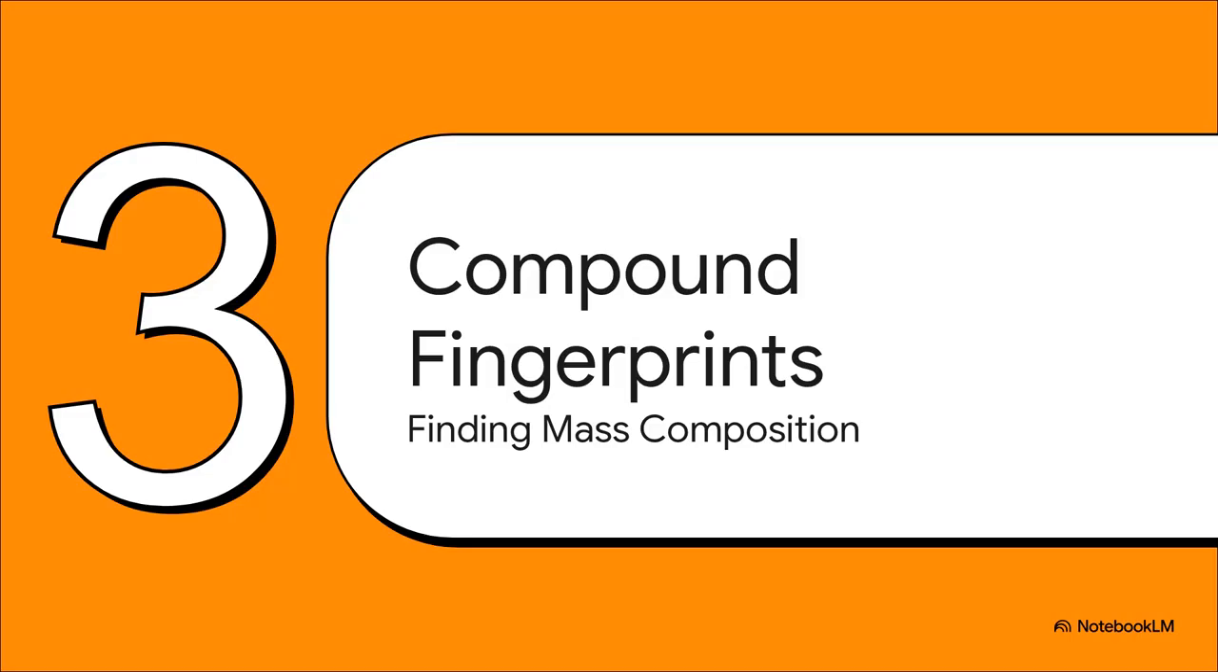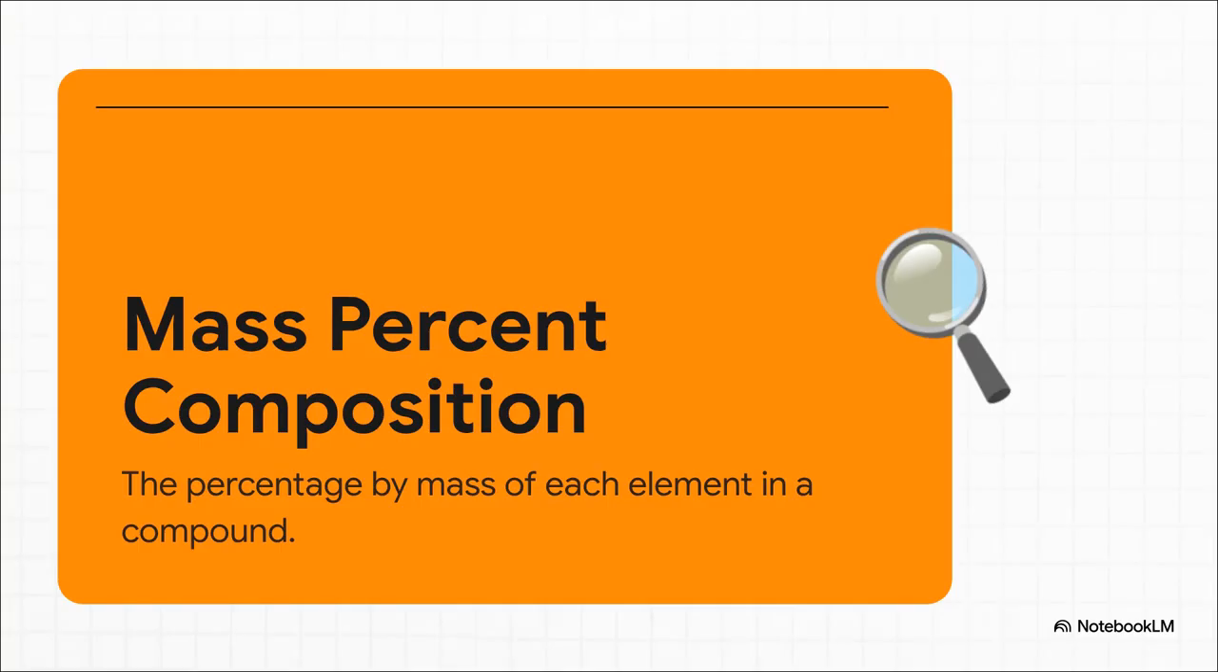Our third tool is all about identity. It's like finding a compound's unique fingerprint, and we do that by looking at its mass composition. This fingerprint is called mass percent composition, and all it is is the percentage of a compound's total weight that comes from each element inside it.